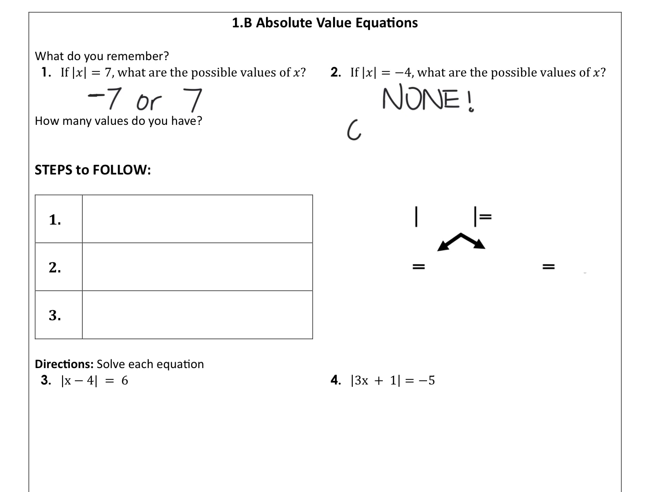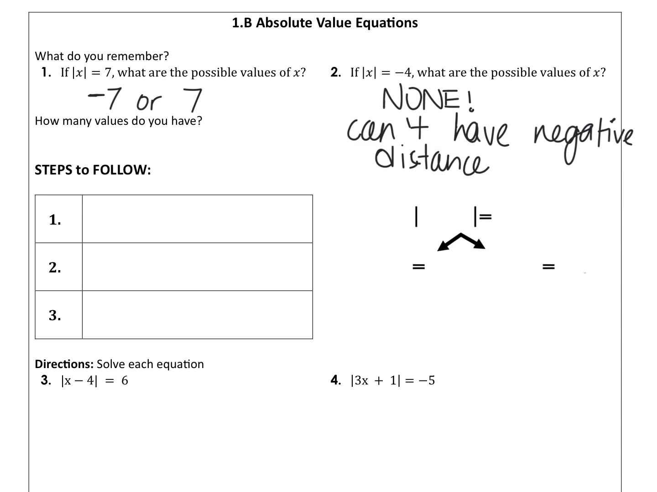You can't have negative distance, or negative spaces from 0. However you want to say it, negative distance. Maybe I'll say that. All right, I got to switch my stylus.